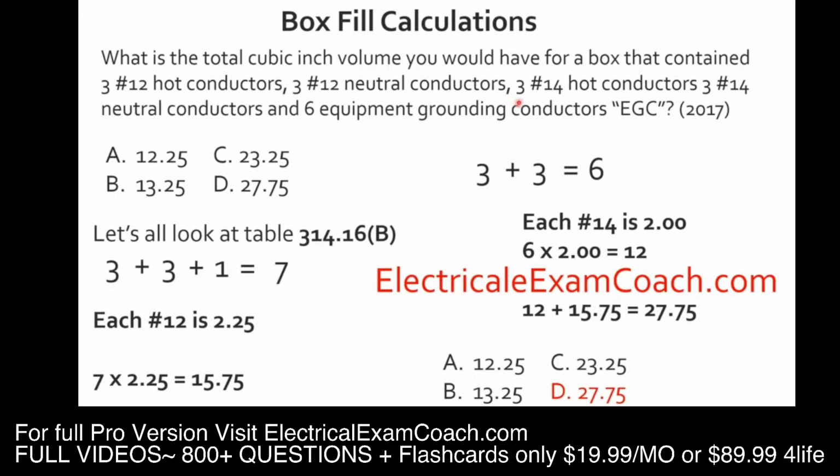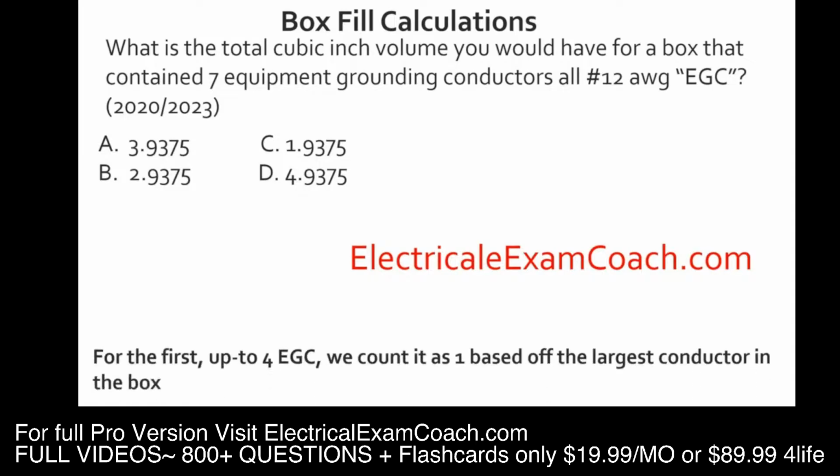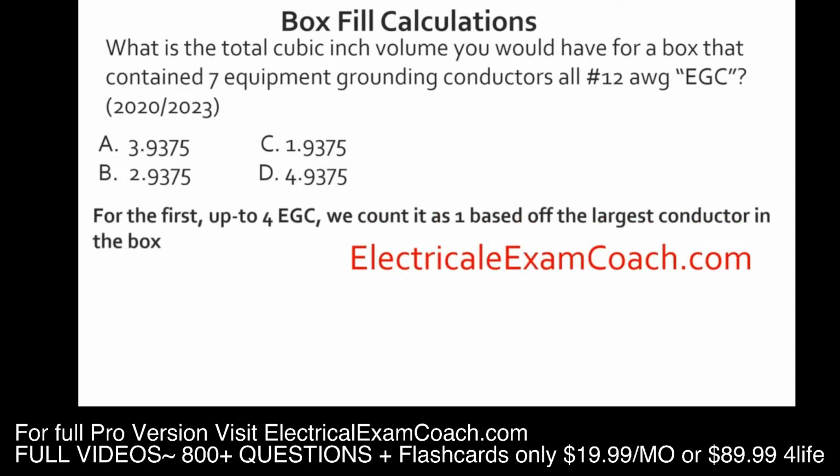Now let's move on to the 2020 and the 2023. What is the total cubic inch volume you would have for a box that contained 7 equipment grounding conductors, all of the 12 gauge persuasion, in the 2020 and the 2023? I left out all other conductors because you're going to use the same rules: after you do this calculation, you group it with whatever the largest conductor is in the box, like you learned previously. What we're going to do is count the first 4 and count it as 1.